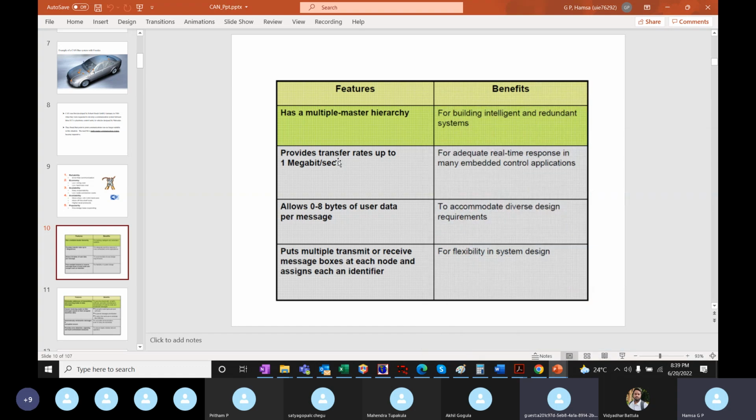One of the main features is that the CAN protocol provides a data transfer rate of up to 1 megabits per second. Is it clear? Yes, clear.